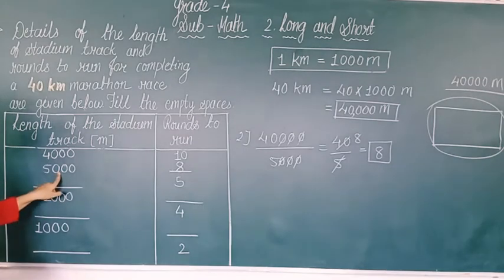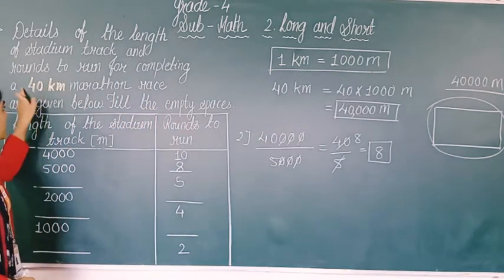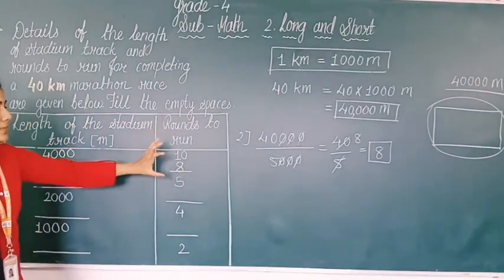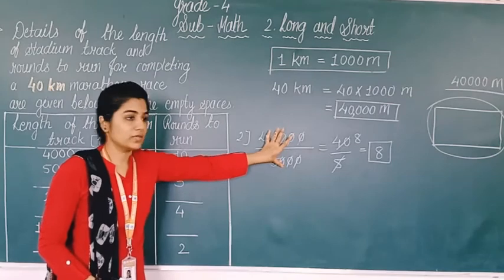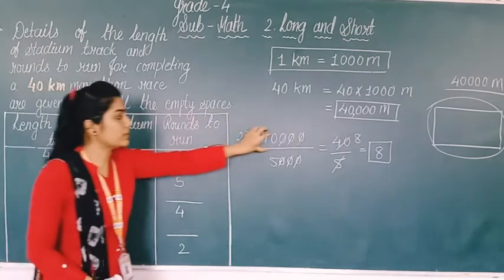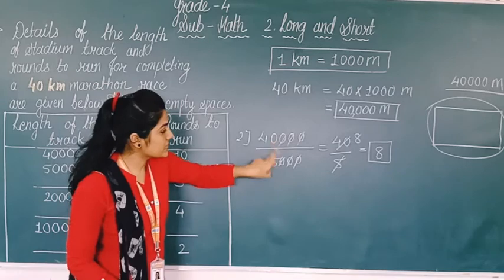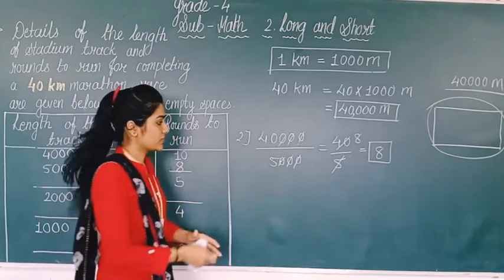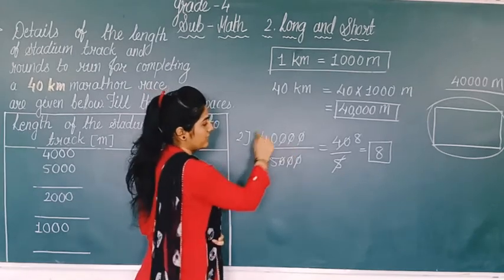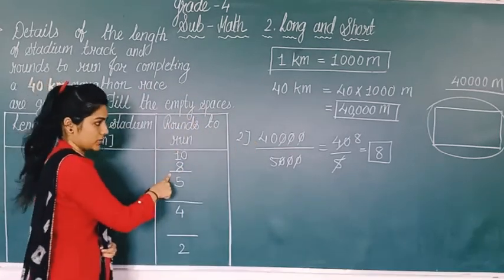What have we done here? Firstly we have taken 40,000. Why 40,000? Because this 40 kilometer is our stadium track distance, right? So we need to do this method with this 40,000 only. We can't take 40 kilometer. We have to take compulsorily 40,000 meter. So we divide this 40,000 by this 5,000. We have written 5,000 downside in the place of denominator, and 40,000 we have taken in the place of numerator because we need to find the rounds to run.